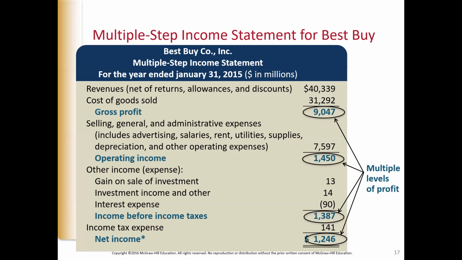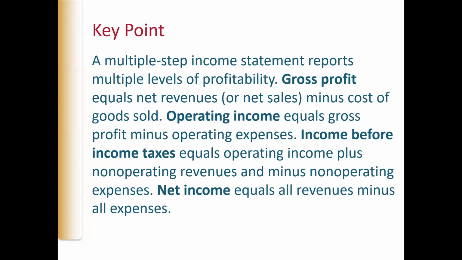This is called a multiple step income statement. Remember, it reports multiple levels of profitability. Gross profit equals net revenues minus cost of goods sold. Operating income equals gross profit minus operating expenses. Income before income taxes equals operating income plus any non-operating revenues and non-operating expenses. And then net income equals all revenues minus all expenses.